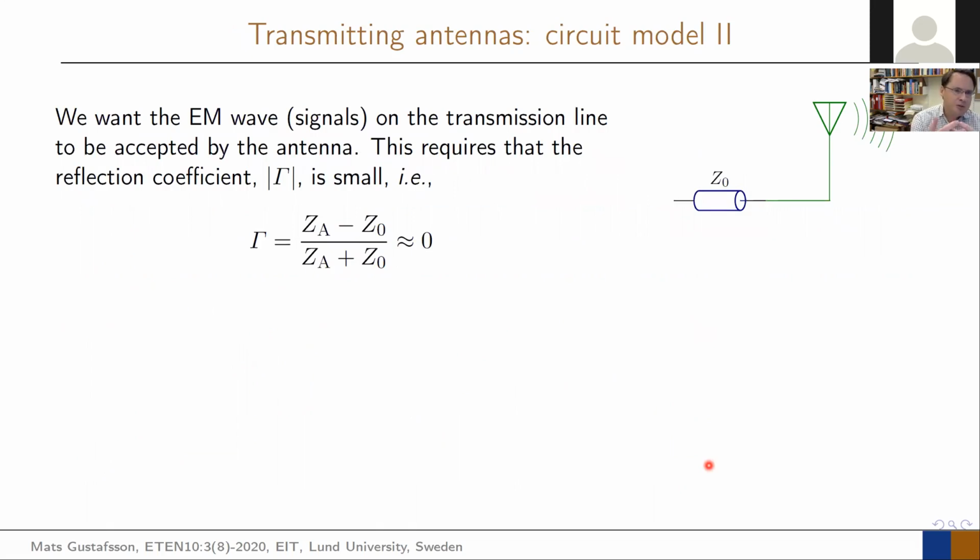So what we now want is, of course, that the signals that come from the amplifier, so they come out here on the transmission line, should just continue here and radiate. I don't want them to come here, hit the antenna, and get reflected back.